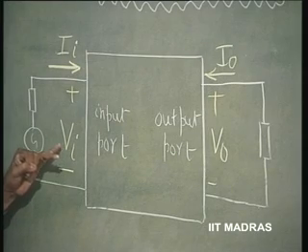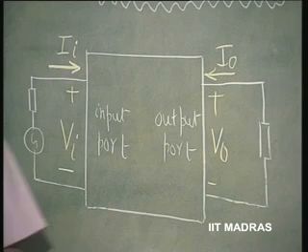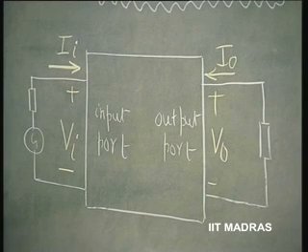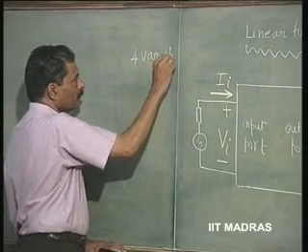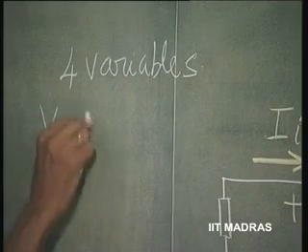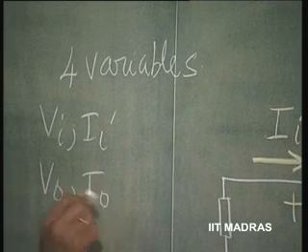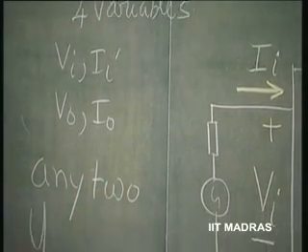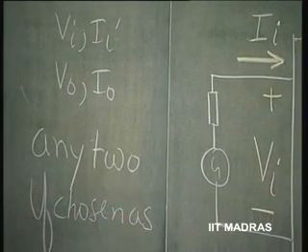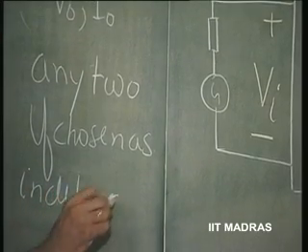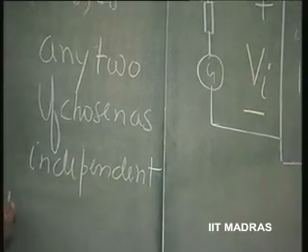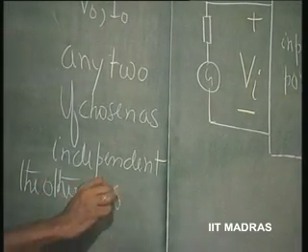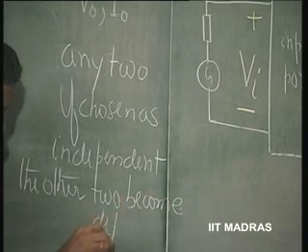The variables are Vi, Ii, I0, V0. There are 4 variables, out of which any 2 can be independent variables. There are 4 variables, which are Vi, Ii at the input port, V0, I0 at the output port, out of which any 2 if chosen as independent, the other 2 become dependent variables.